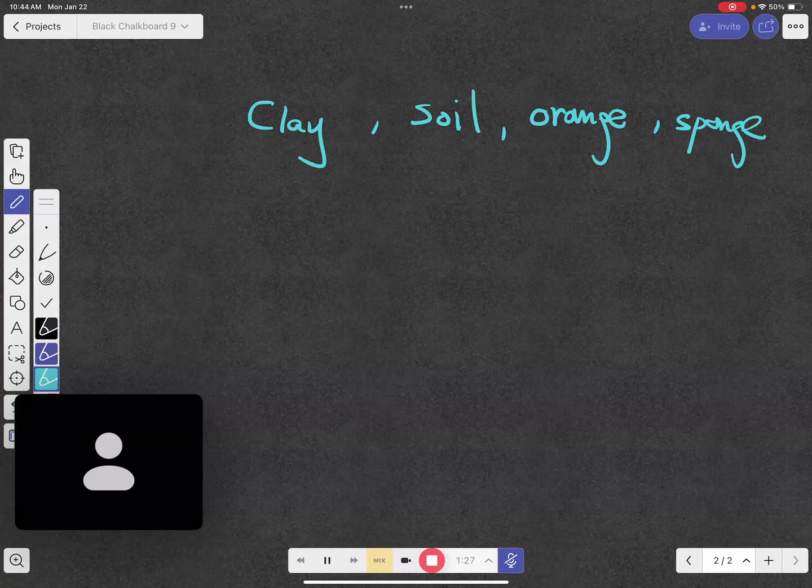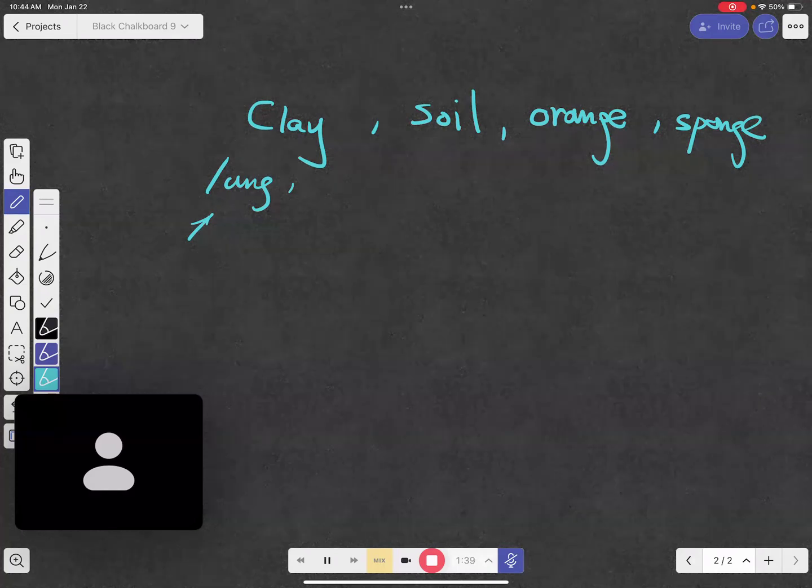Oh, the human lung. Okay, that's true. Just biological tissue. In fact, even bone is a porous medium. It's not saturated with water, but there is liquid inside the bone.